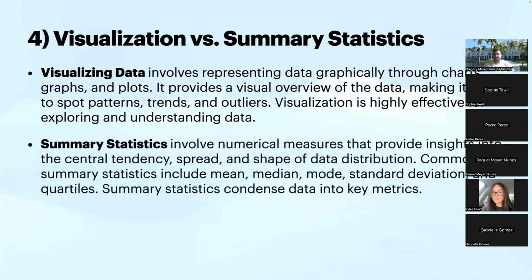It's effective to explore and understand. The summary statistics, on the other hand, involve more numerical measures that provide insight on central tendency, spread, and shape of the data distribution. You use this so that you can select what parameters or data set you're going to use for some prediction or forecasting. So summary statistics is very good for selection of the data that you use as input for some forecasting or prediction of a certain trend.